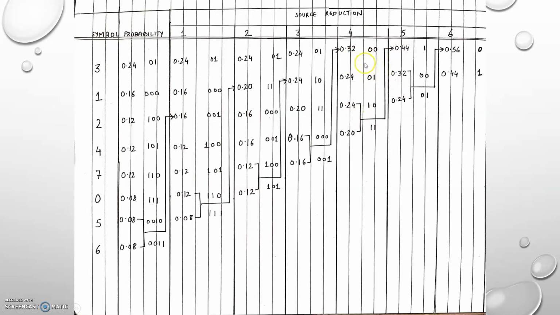These two were here, so that's why we append 0 over here and 1 over here. So what about this 0.32 and 0.24? You can copy the codes from here. 0.32 has the code 00 and 0.24 has 01. That is what I wrote over here.